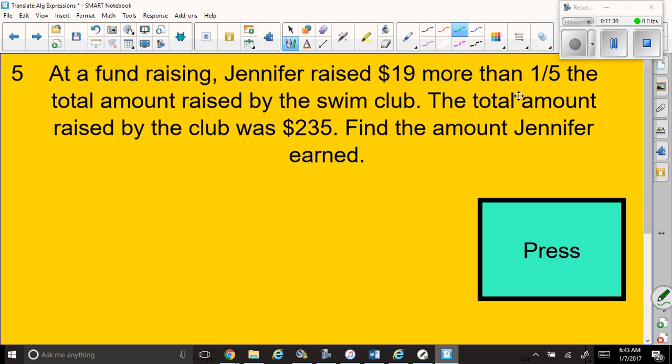So there's a key right there. 1/5 of the total amount raised by the swim club. So I see the total amount raised by the swim club, and it looks like there's 1/5 of that amount that Jennifer raised and 19 more than. So hopefully you'll be able to figure that out.